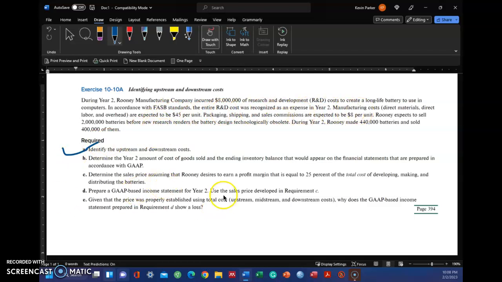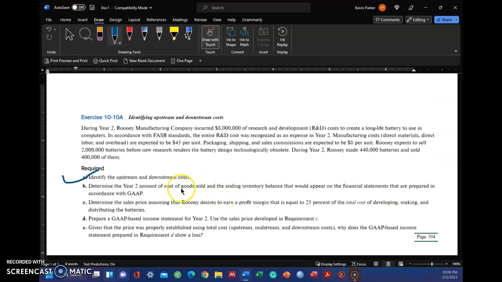Second part of the problem, B, says calculate cost of goods sold and then an inventory balance. Well, I'm going to look at it both with units and dollars. So they said that they made 440,000 units. Doesn't mention anything about beginning inventory, so we will assume there is no beginning inventory. Now, it asked us to calculate cost of goods sold and ending inventory.